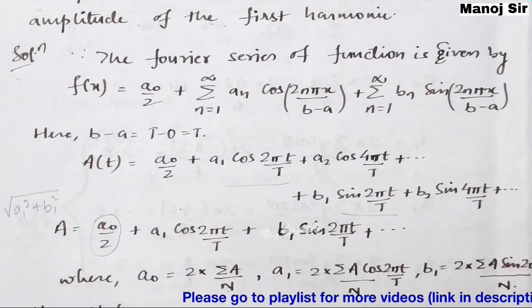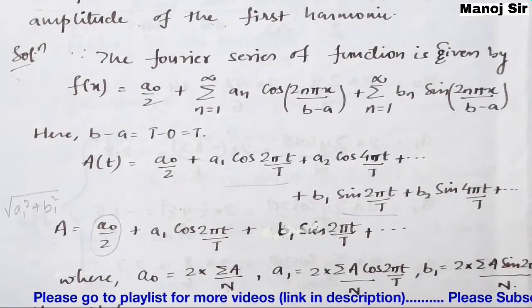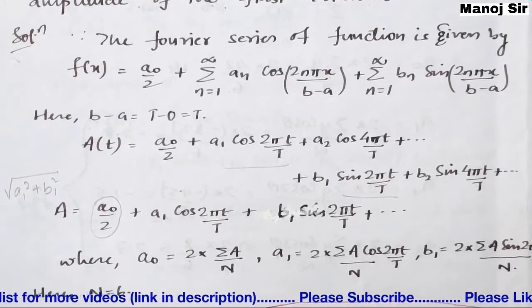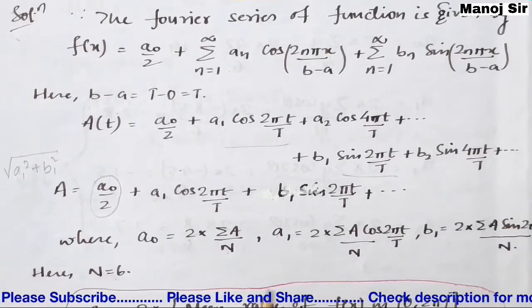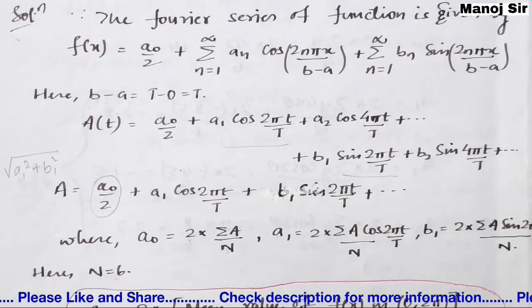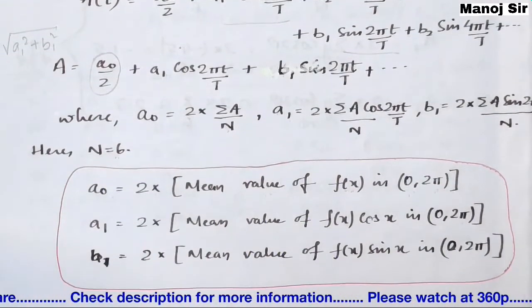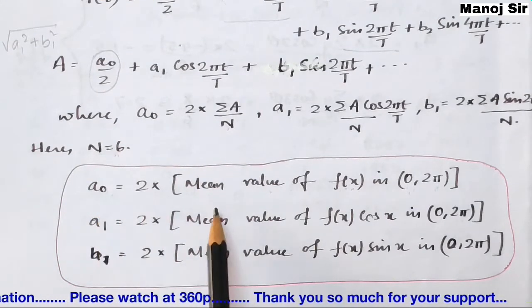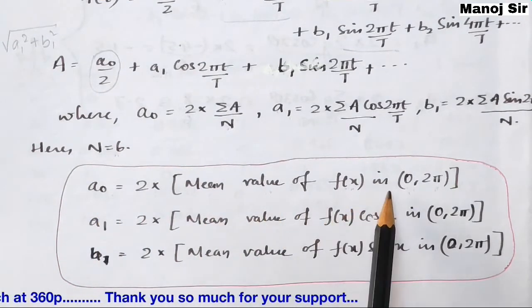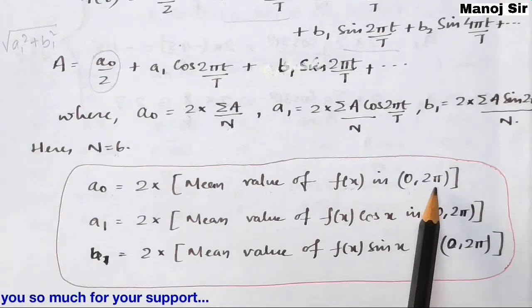Now the question is how to find a naught, a1 and b1. Here you can see how to find a naught, an and bn. The formula is a naught equals twice into the mean value of f of x in 0 to 2 pi.